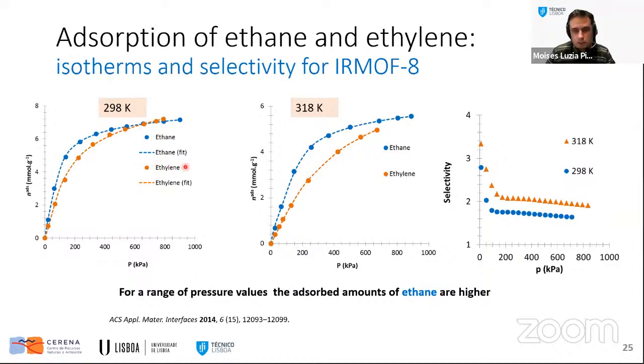Now more and more people are looking into MOFs for this. Now we have more examples, but when we started with IRMOF 8, only one case was reported in the literature. As you can see in here, in fact, ethane adsorbs more than ethylene, and we see here the selectivity. And we tried to understand why this was the case, and we also used some DFT modeling.